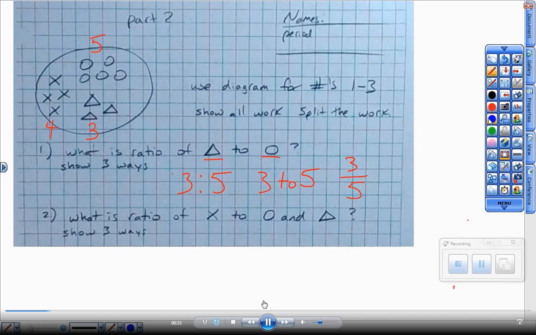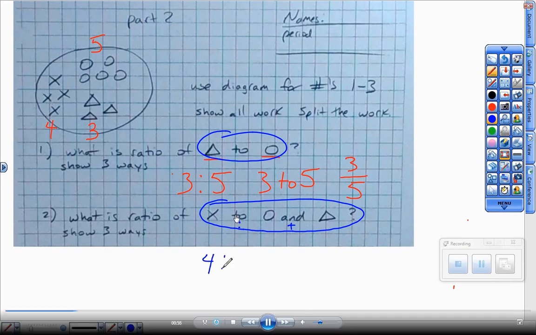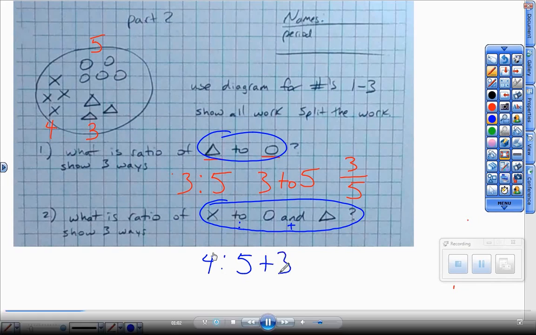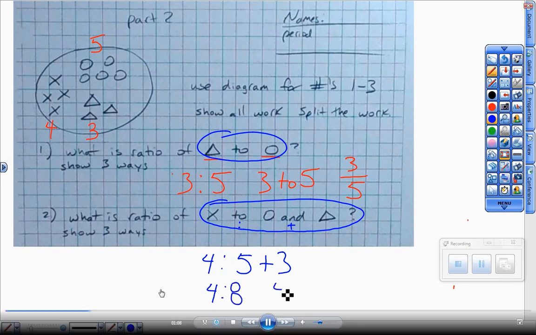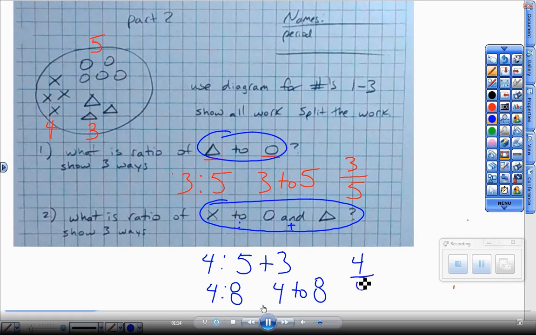So again, 1-to-1 ratio. The second one is a little more complicated because I'm having you compare X's to 2 things being added up, the number of circles and triangles. So the 2 gets the colon mark, but the and's going to be the plus. So for this, I put the number of X's in there 4, 2 gets the 2 dots, but then I show the number of circles and the number of triangles. You need to show that work to get full credit. And then the final ratio is 4 to 8, which could be written as 4 to 8, or it could be written as a fraction 4 over 8.